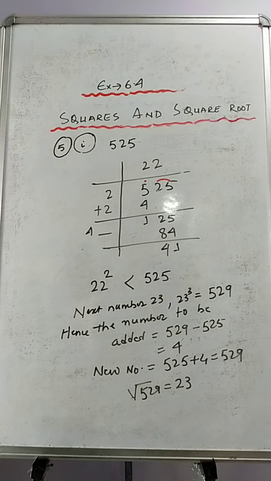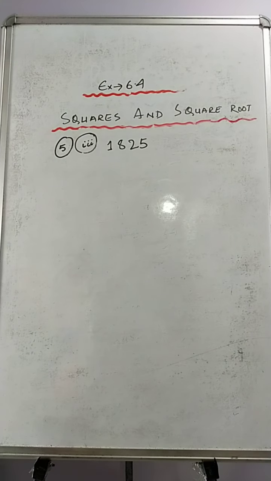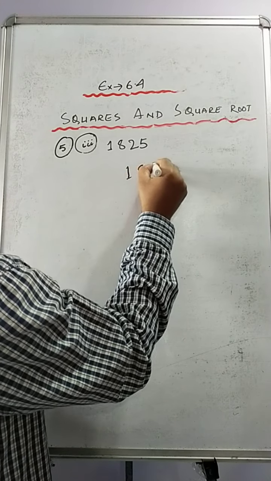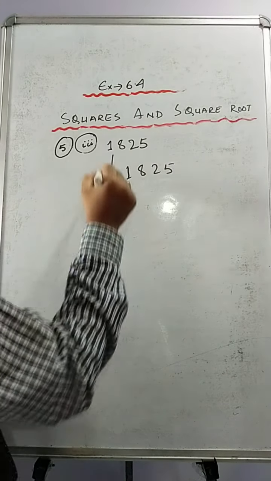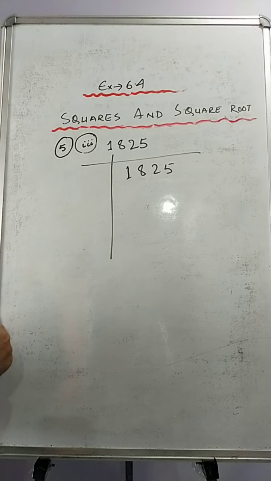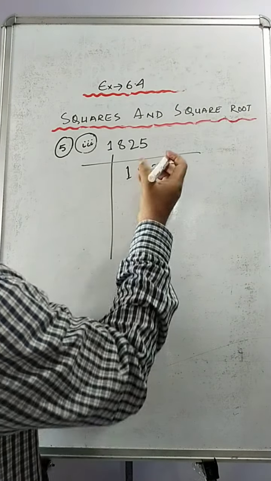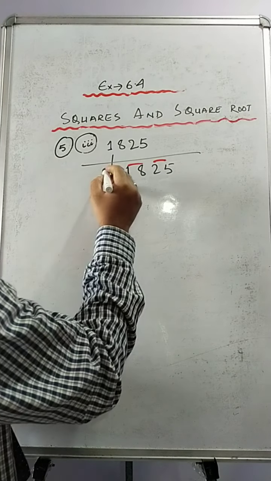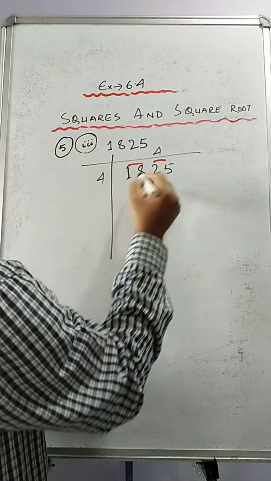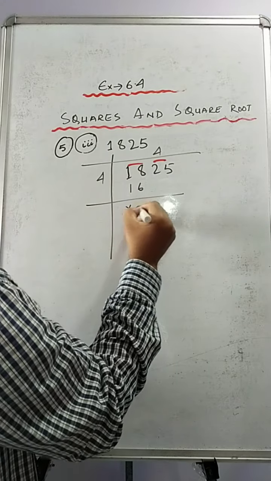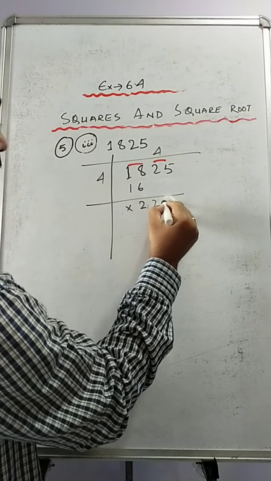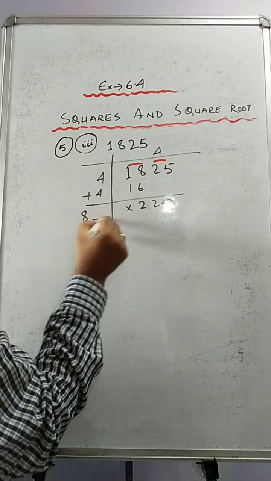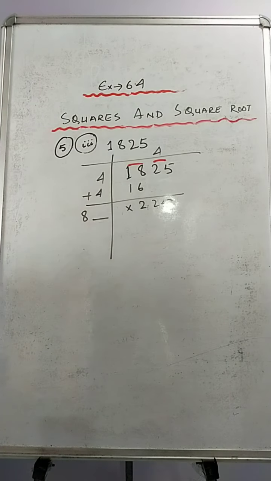Okay students, now let's move on to sum number 3. Sum number 3 is 1825. Again we'll do it the same way. We'll first use the division method. Now we'll pair it up. What is the closest number that we can write? 4 4s are 16. It will be 2. We'll bring this 2 5 down here. Then we'll write 4 here and add it. That will be 8, and we'll put a dash.